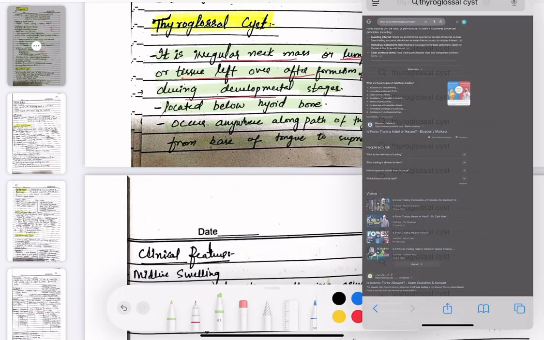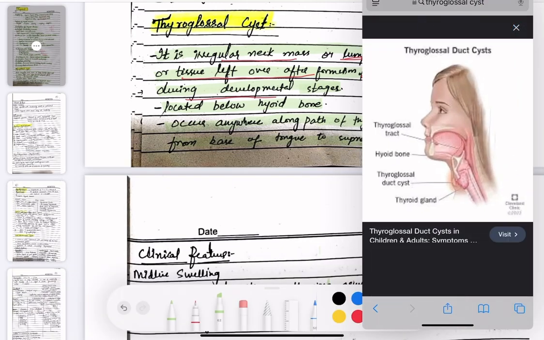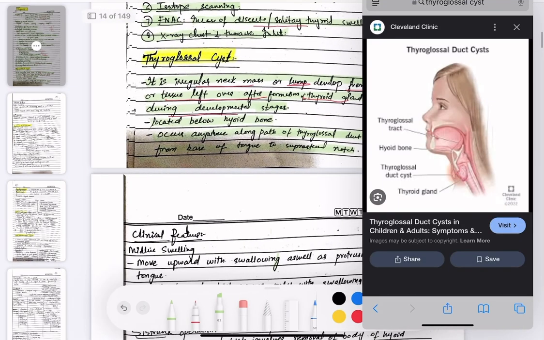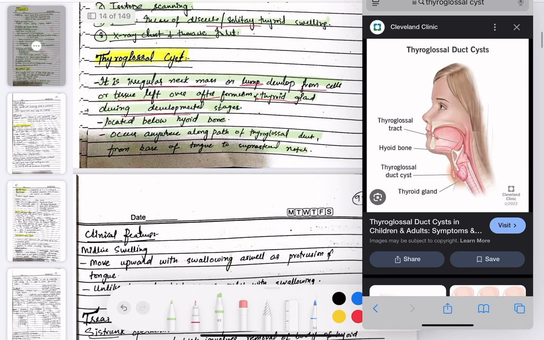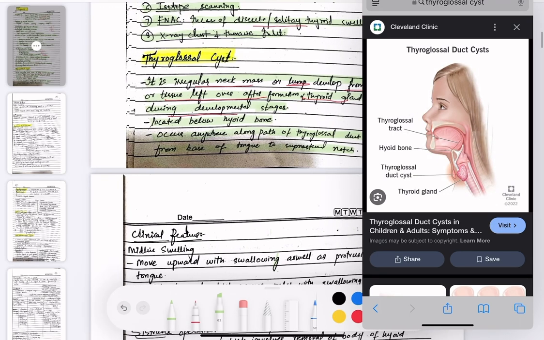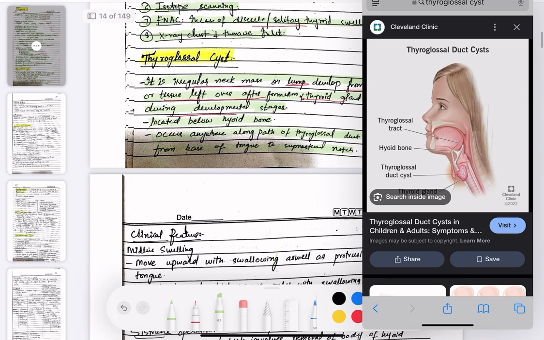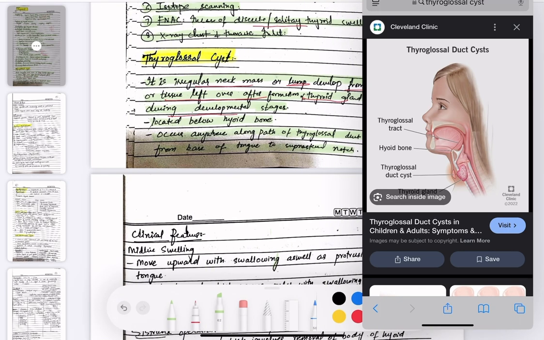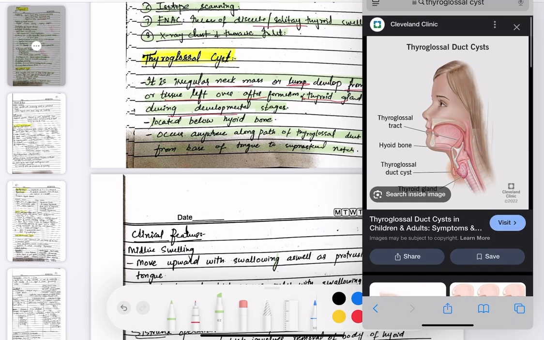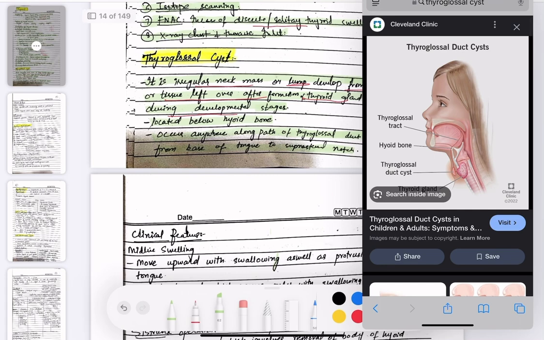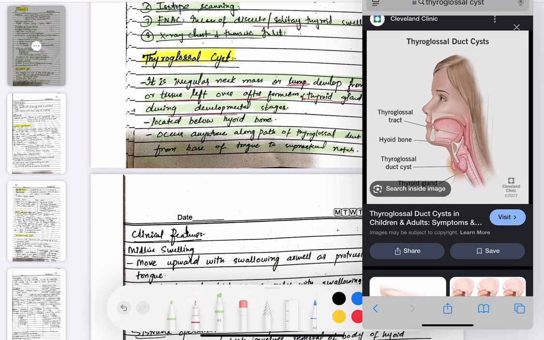This is thyroglossal cyst. So here in this paragraph it is described that it is an irregular neck mass or lump developed from cells or tissues left over, and it is located below the hyoid bone. This is hyoid bone, and the thyroglossal duct is located below this hyoid bone, and it occurs anywhere along the path of the thyroglossal duct. This is the path of the thyroglossal duct. The cyst that occurs here is a thyroglossal cyst, and it is formed from the leftover of when the thyroid gland is formed. Okay, so this is thyroglossal cyst.